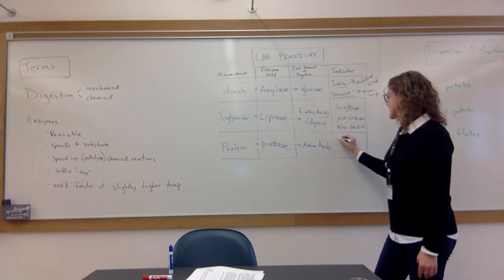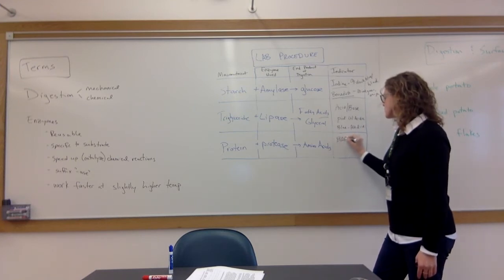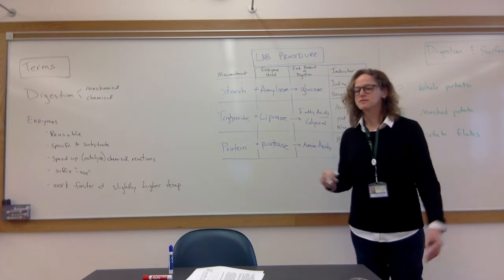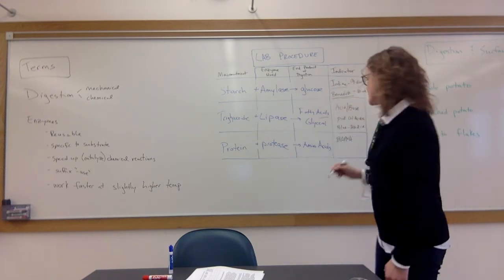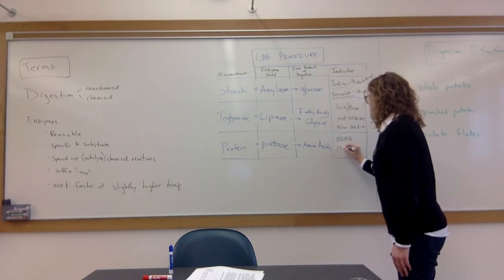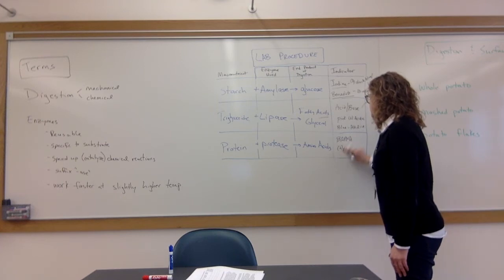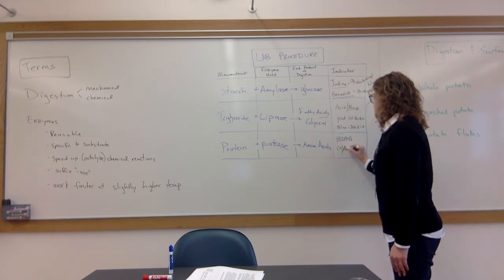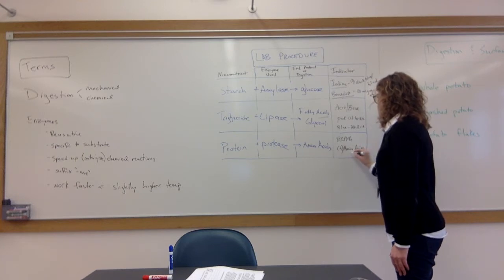And lastly, the indicator that we used for protein was something called VAPNA. Even I don't know what that stands for, some crazy chemical name. But when it turned yellow, it was positive for amino acids.